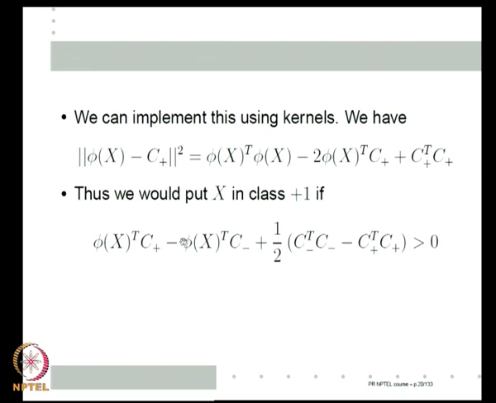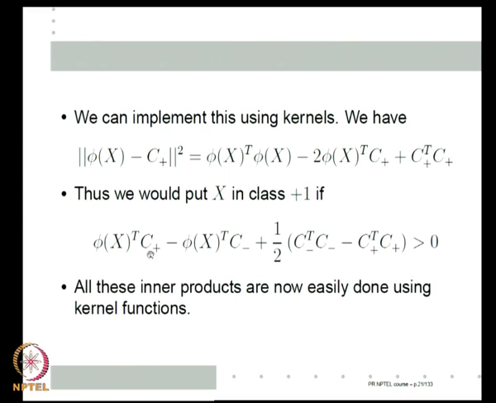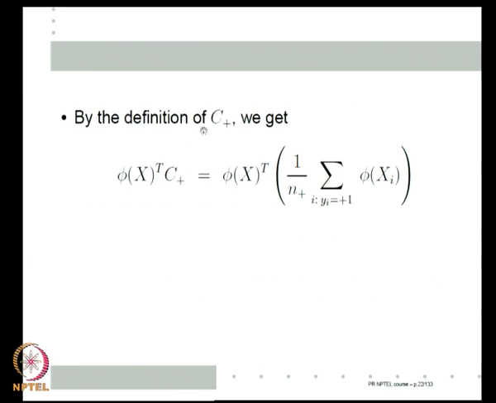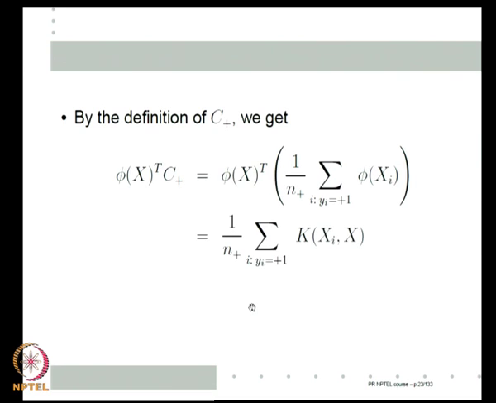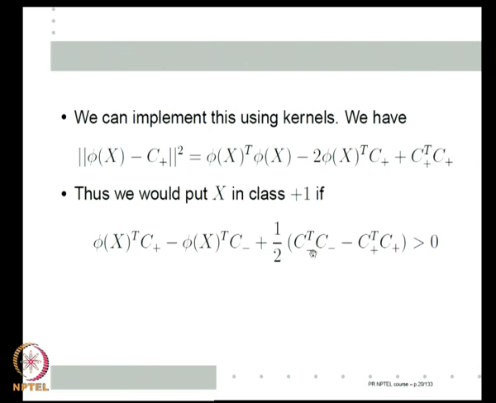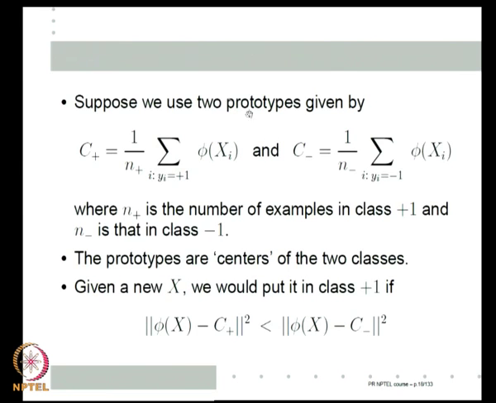So, basically I have to do all these inner products to be able to implement my nearest neighbor classifier by first transforming all the patterns using the function phi. But the idea is that all these inner products can now be kernelized, right. Very easy to see that they can be kernelized. What is phi x transpose C plus? Phi x transpose, this is my C plus, right. Now, push phi x inside, then it becomes phi x transpose phi xi, which is nothing but k xi, x. In a similar way, what is my C plus? My C plus is this.